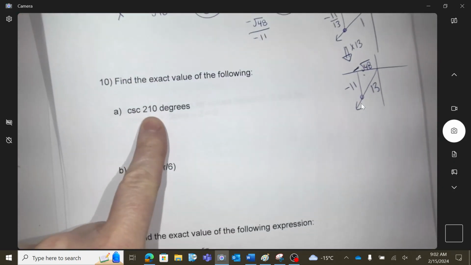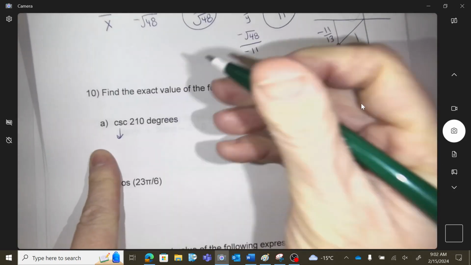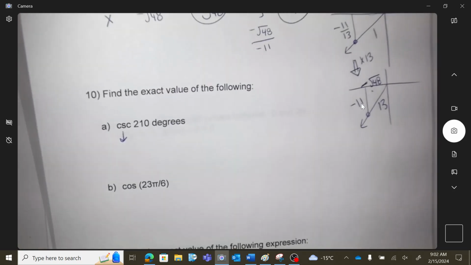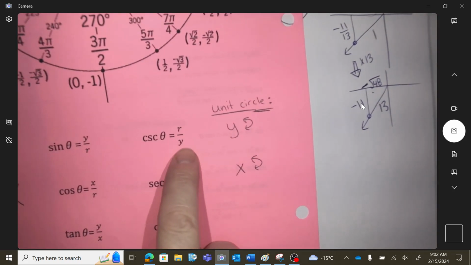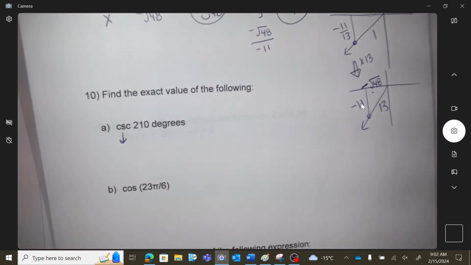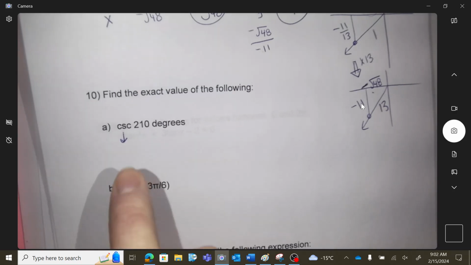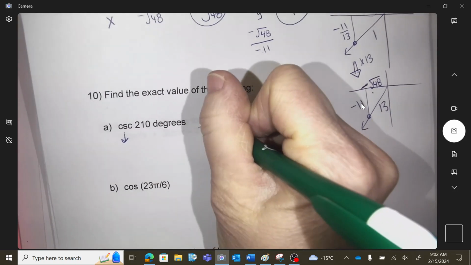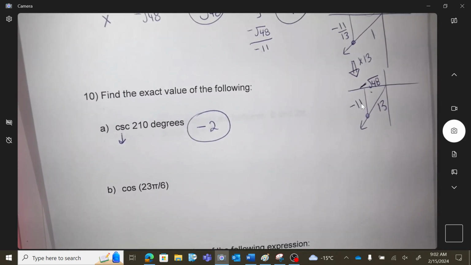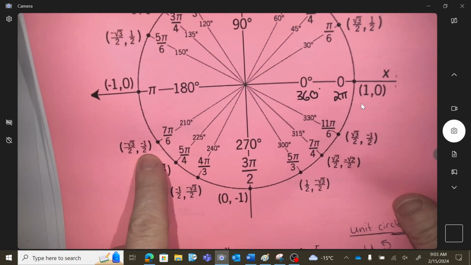Okay, so 210 degrees, you need to go there, and then you need to think about what does cosecant mean. So cosecant on my formula sheet is this one, so Y is on the bottom. So go to your unit circle, take the Y value, but write it upside down. Is that what you got? Y value, 210, Y value flipped around.